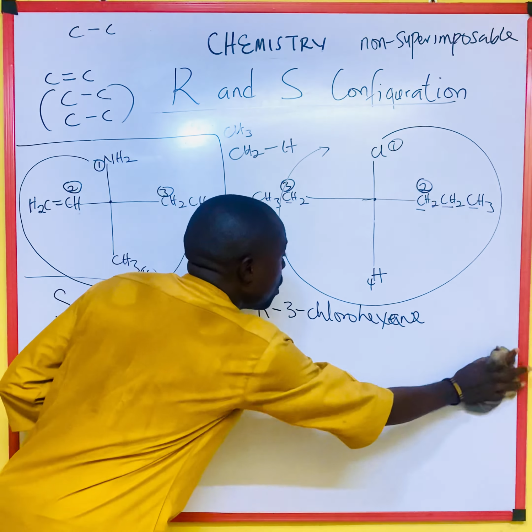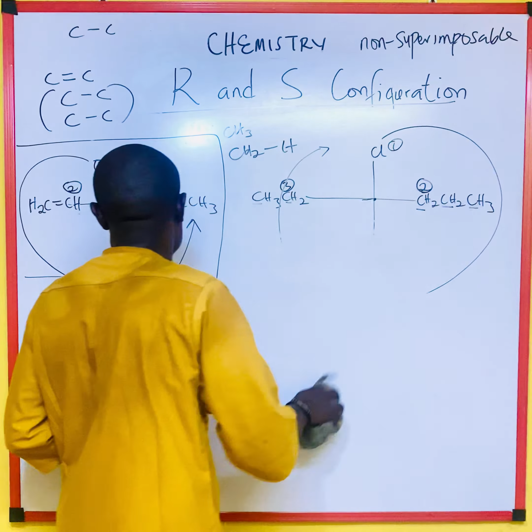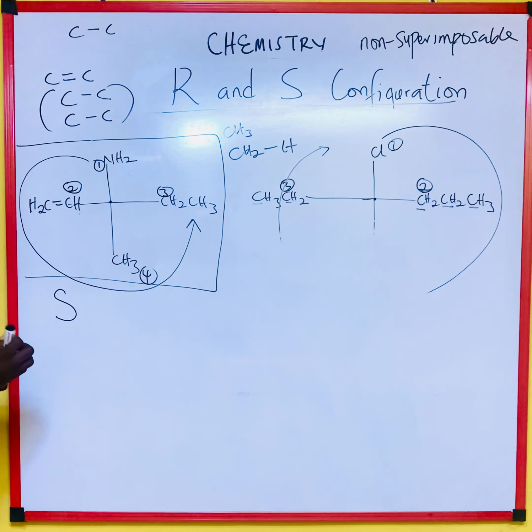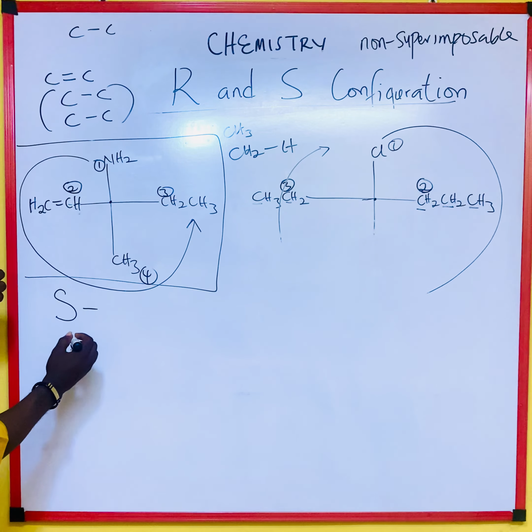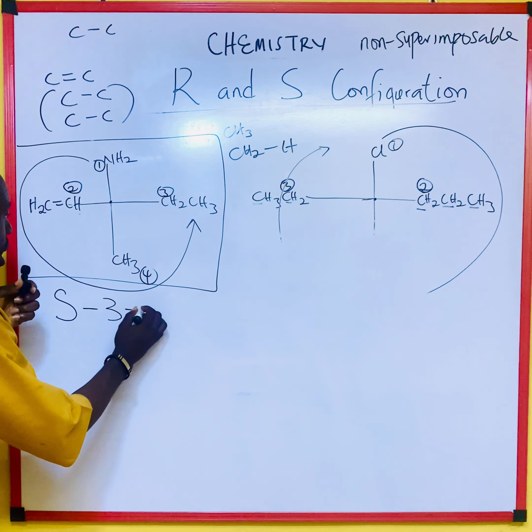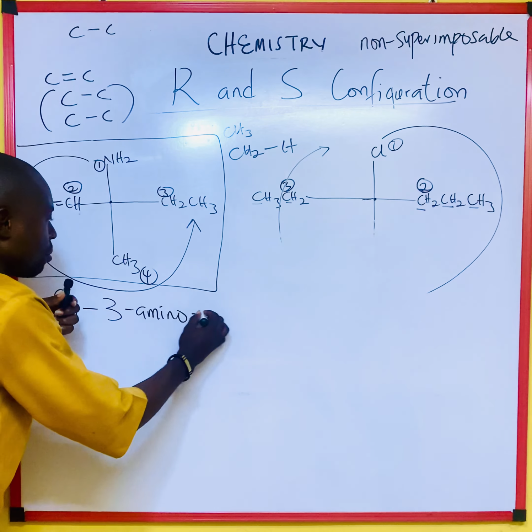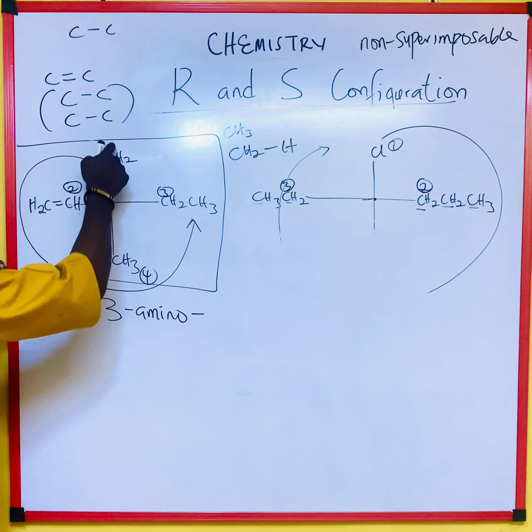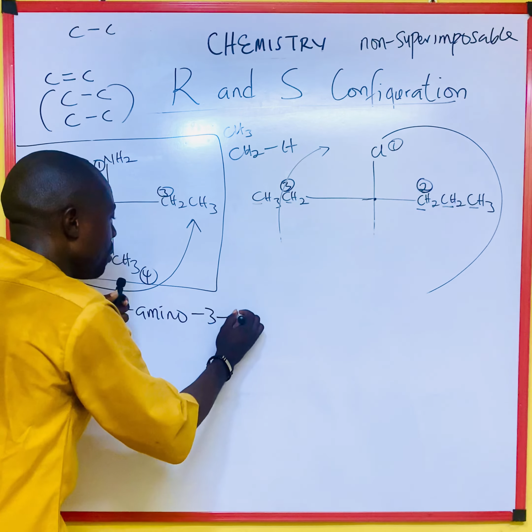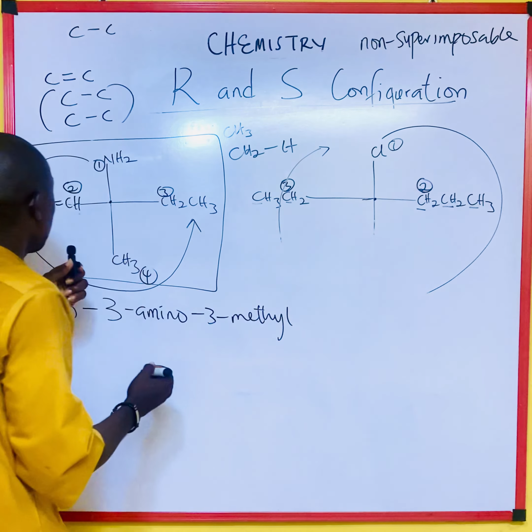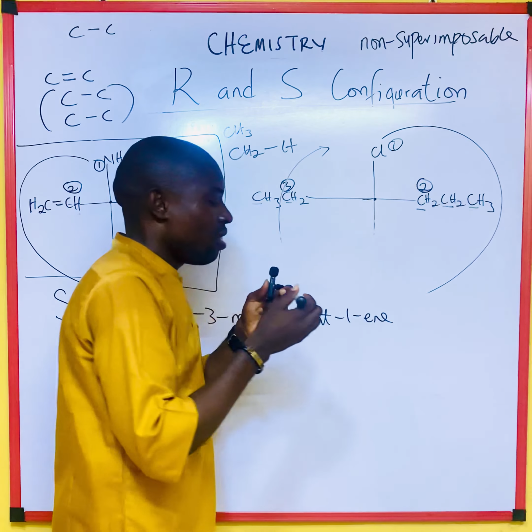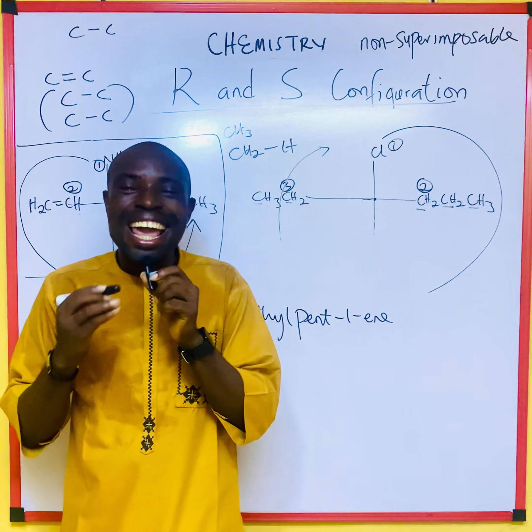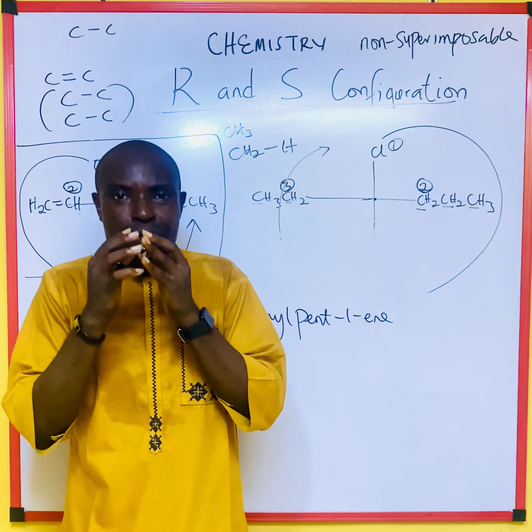Let me wipe this place up to create more space to write this structure. So here becomes what, class? Please take note. Here becomes what now? 1, 2, 3, 4, 5, right? So here becomes 3-amino. Of course, 1, 2, 3. 3-amino, 3-methyl, what now? Pent-1-yne. And this marks the end of this particular video.